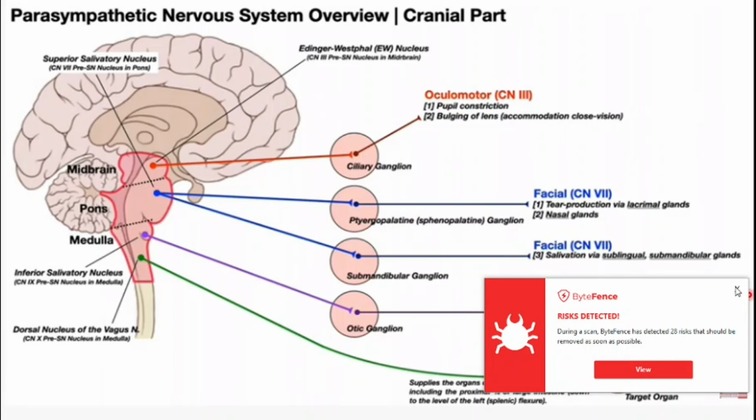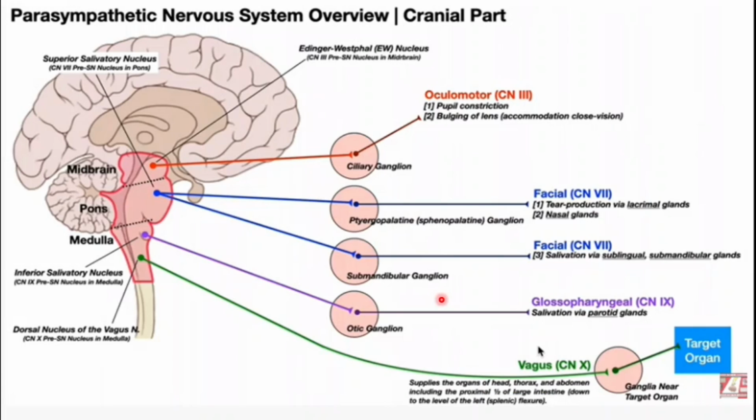So right now we are not talking about the function or the physiology of the parasympathetic nervous system. We are only talking about the anatomy of the parasympathetic nervous system. Whereas the vagus nerve, from the dorsal nucleus of the vagus nerve, forms synapses in the ganglia which lie very near to the target organ or within the body organ which the vagus nerve is innervating.